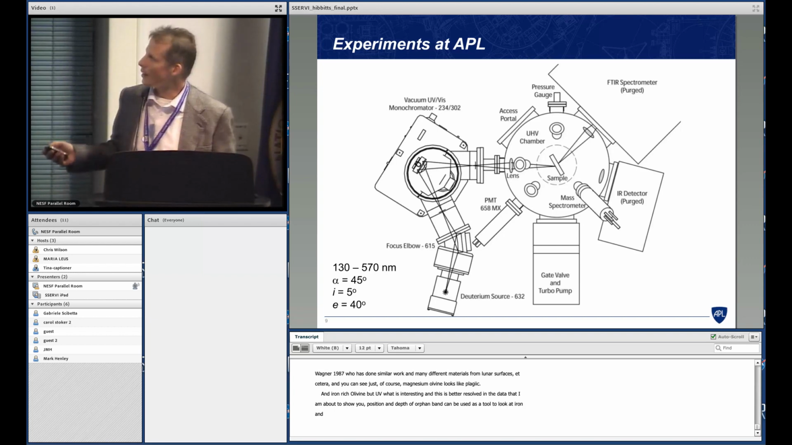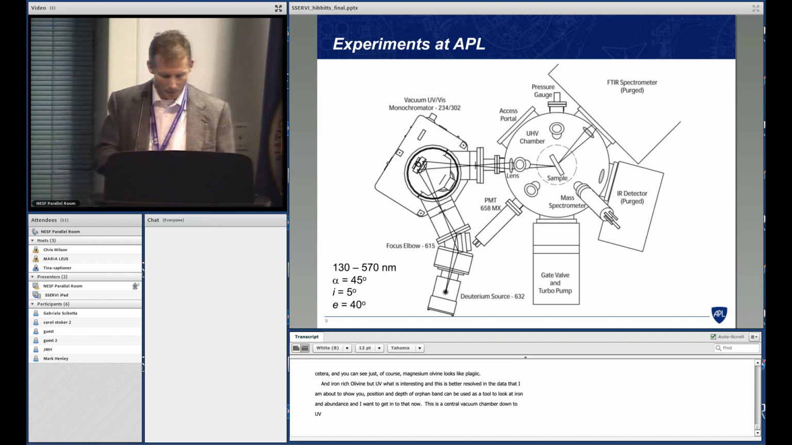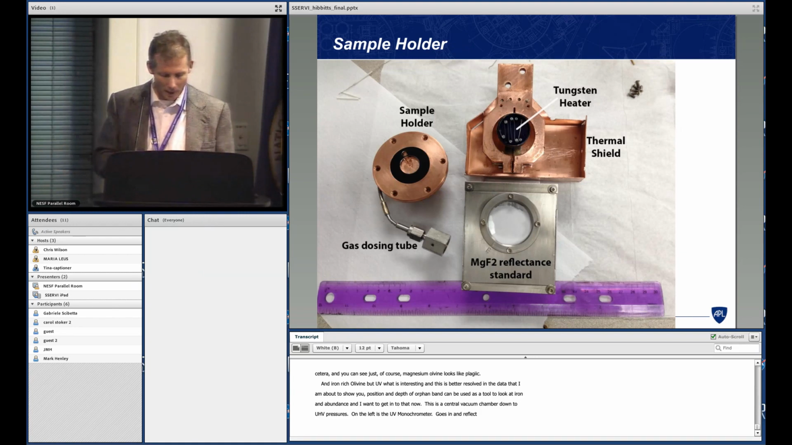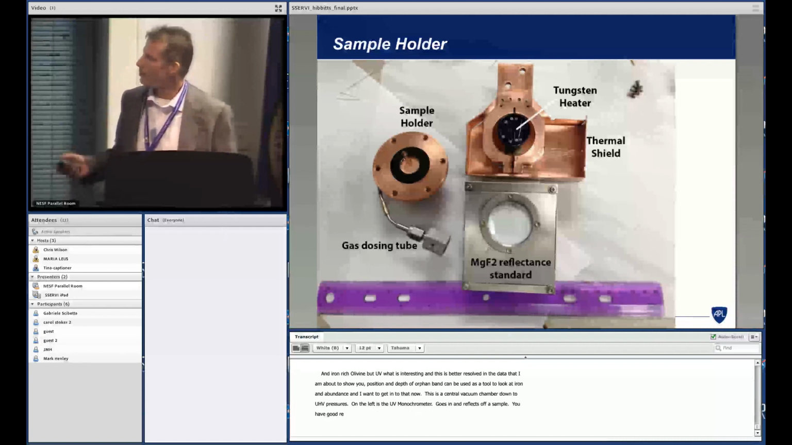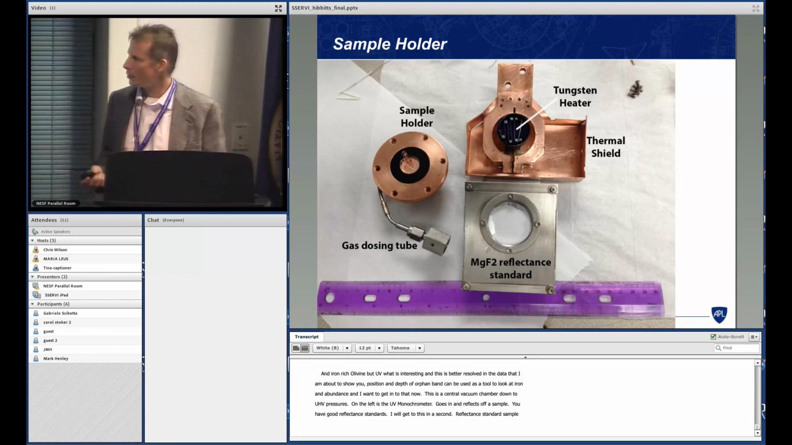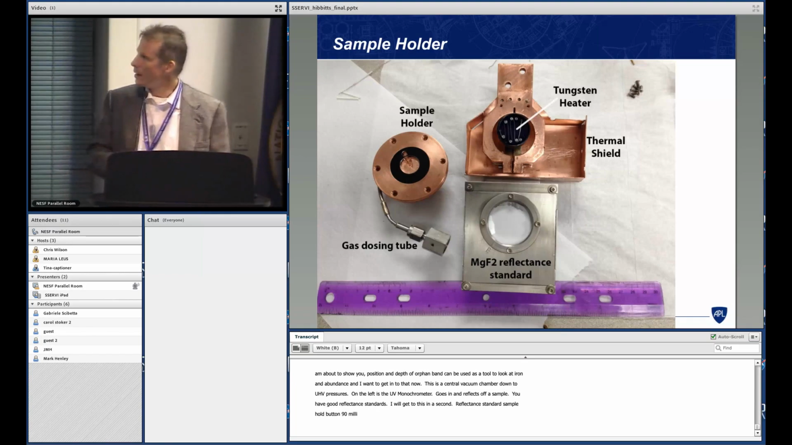This is a central vacuum chamber down to UHV pressure, so that's not too important for this. On the left is the UV monochromator, and the light is illuminated by a 25-watt deuterium light source. It goes in, reflects off a sample, and is detected by a PMT. What's important in this setup is that you have a very good reflectance standard. I'll get to this in a second. In the reflectance standard sample holder, we use about 90 milligrams. We can control temperature as well as pressure, of course, and other things with it.